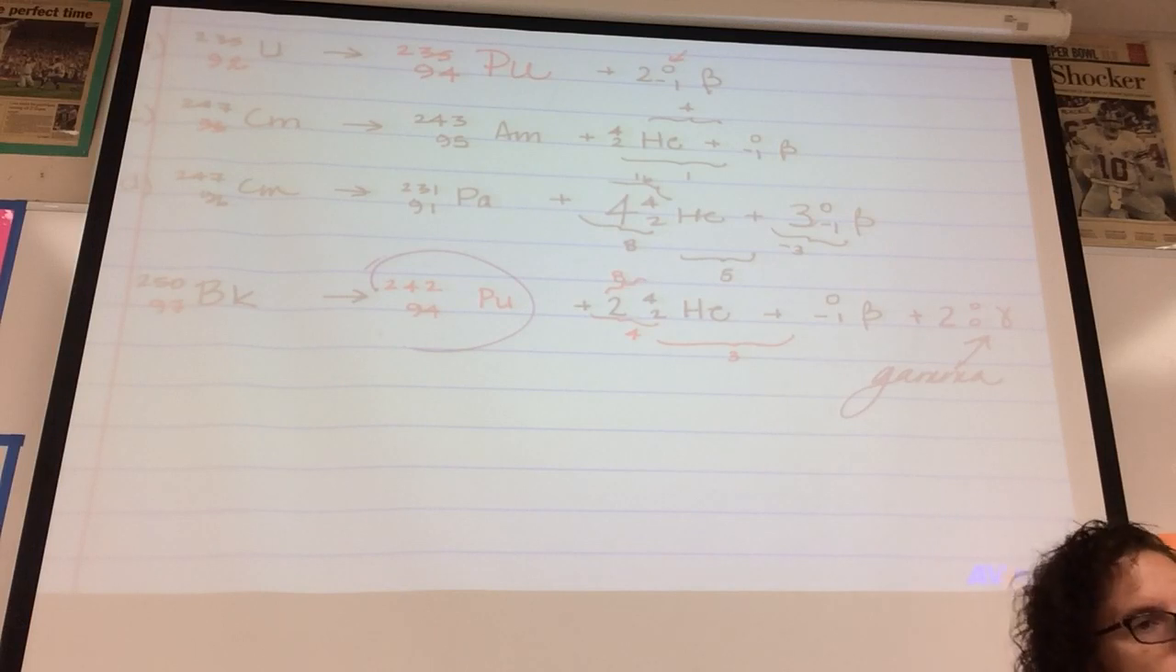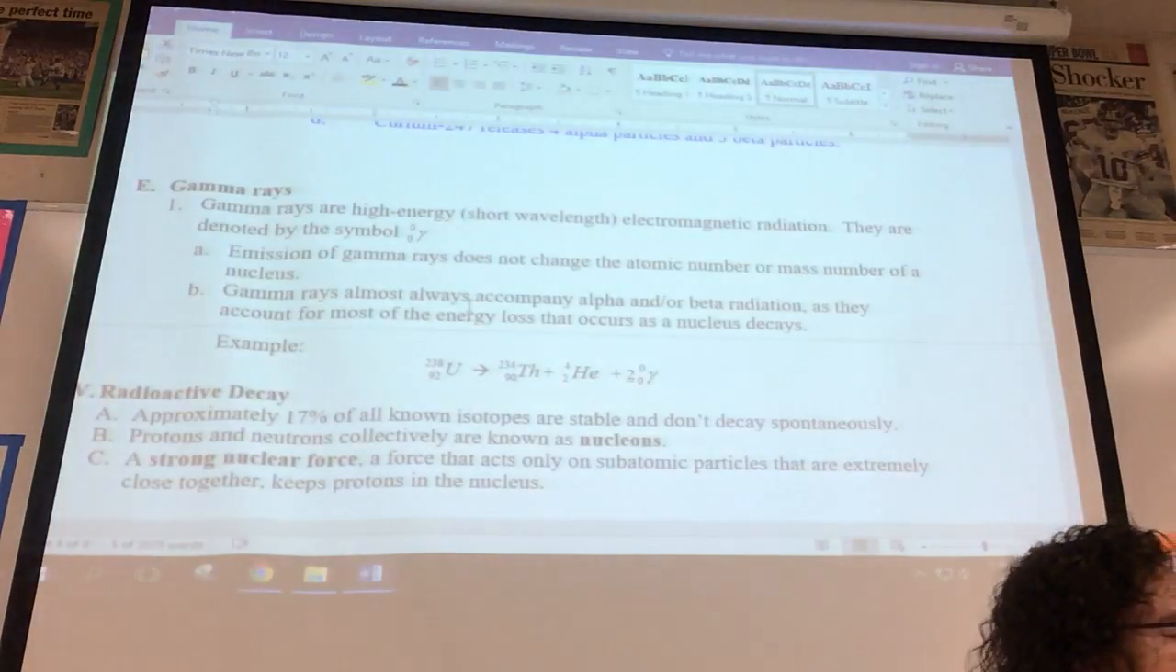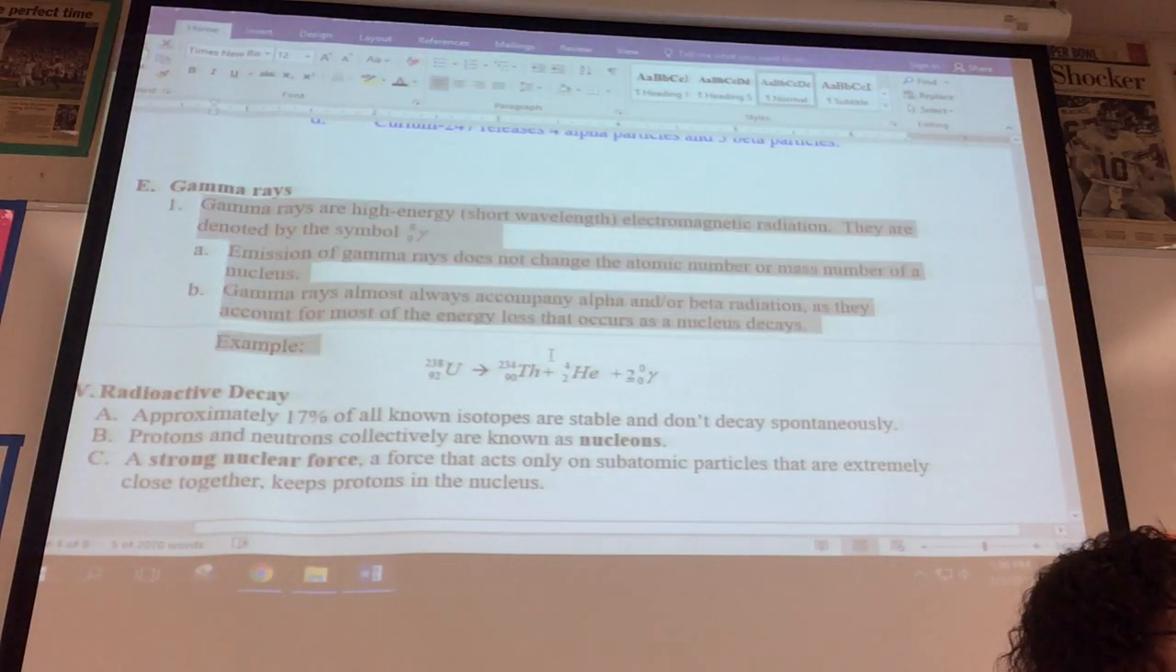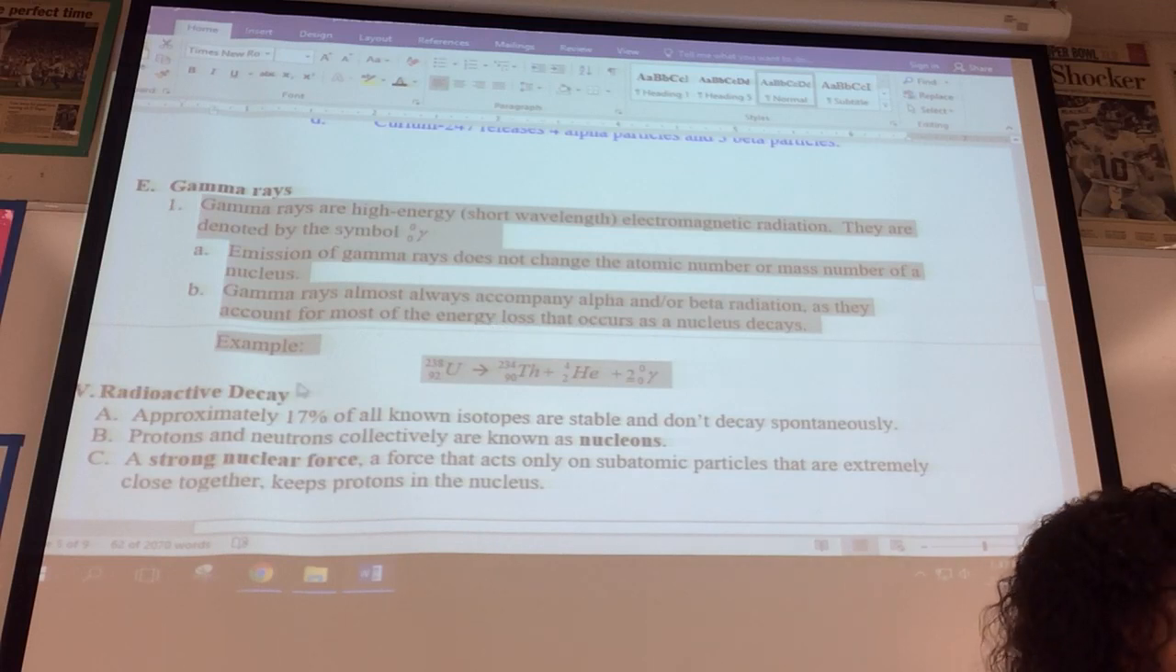Is it always going to be plus? Yep. Right. And that last piece, another example is given right here. So gamma: those are high energy, short wavelength, but they don't change the atomic number or mass number. It just means that a lot of energy is released.